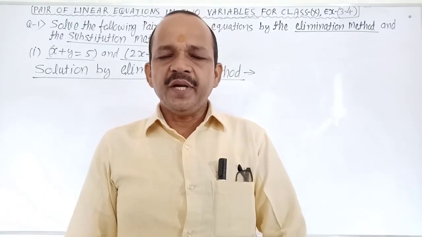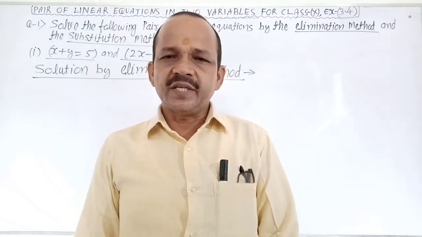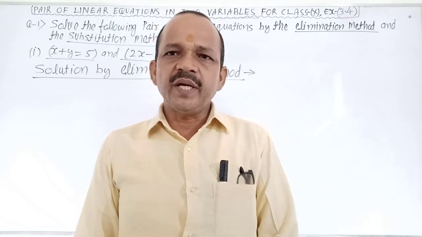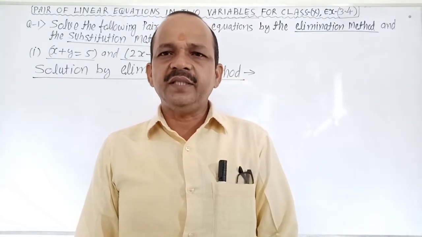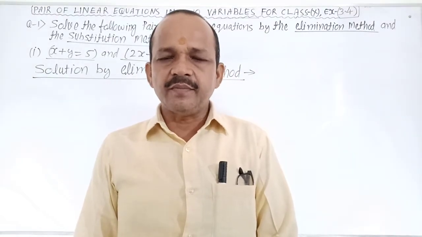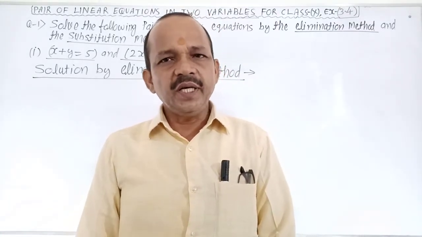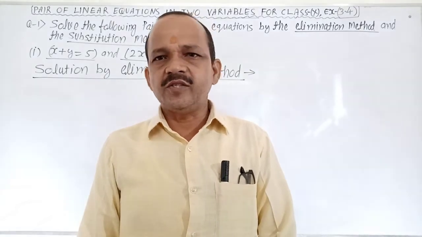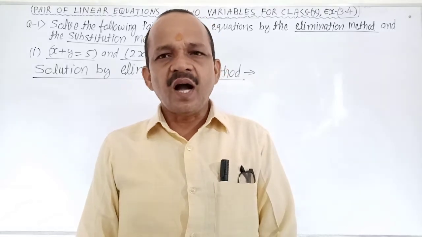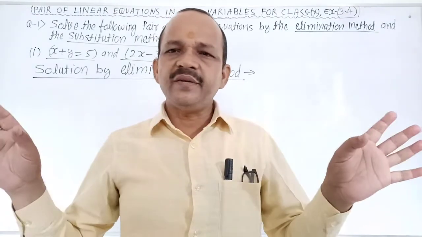Very good. If a1 by a2 is not equal to b1 by b2, then it shows intersecting lines, consistent system and unique solution. If a1 by a2 equal to b1 by b2 not equal to c1 by c2, then it shows parallel lines, inconsistent system and no solution. If a1 by a2 equal to b1 by b2 equal to c1 by c2, then it shows coincident lines, consistent dependent system and infinitely many solutions. It is clear, no confusion about it.